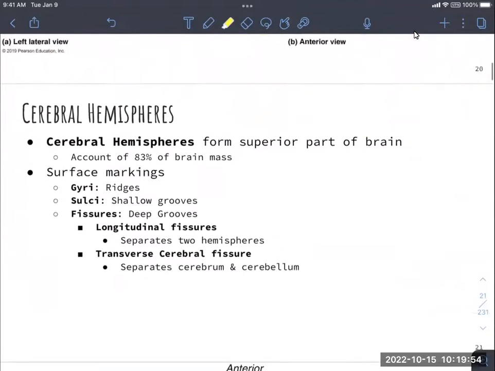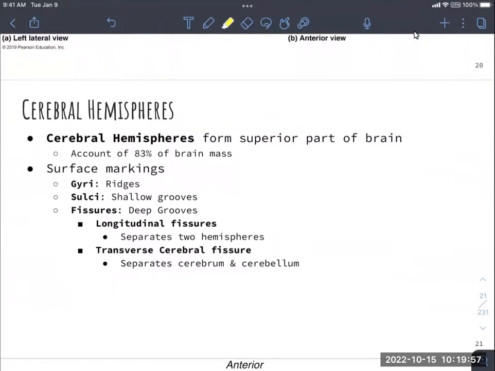So let's look at the cerebral hemispheres. These cerebral hemispheres make up most of the brain. It is the most superior part of your brain. It surrounds any of the parts found in the middle, and it's about 83% of your brain's mass. That's quite a bit is found in those cerebral hemispheres. We have what are called gyri. Those are the ridges, the upper portion.